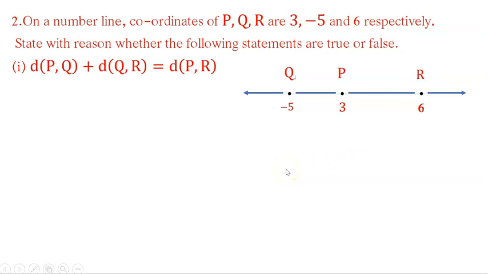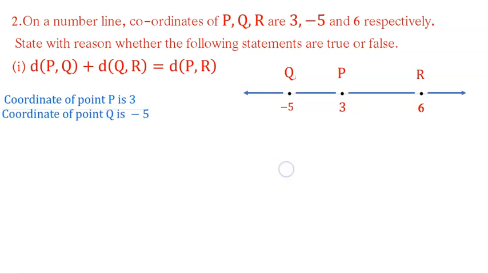Okay, now see this here. Coordinate of the point P is 3. Coordinate of the point Q is -5. Now we will find out PQ. 3 is greater than -5. Therefore distance PQ is equal to subtracting the smaller coordinate from the larger one. Therefore distance PQ is equal to 3 minus in bracket -5. This minus and minus will become plus.